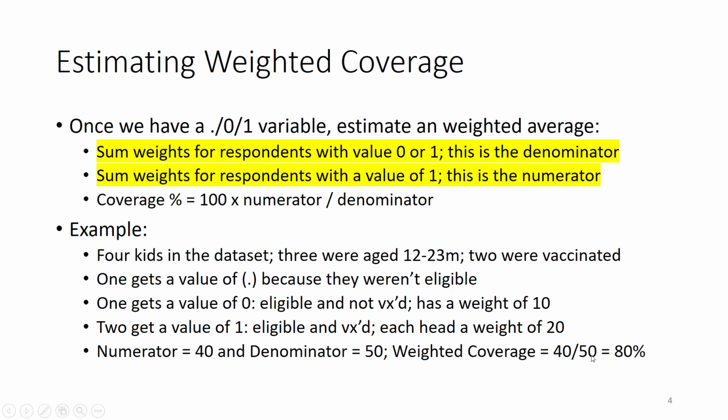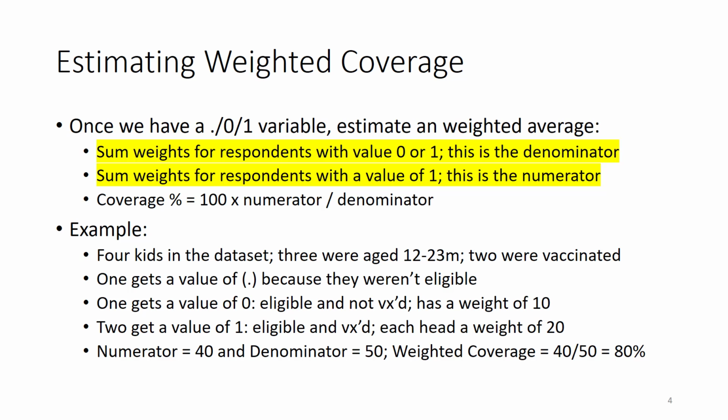Well, the denominator is the sum of the weights for all the kids with 0 and 1, so this is 20 plus 20 plus 10, and the numerator is the sum of the weights for the vaccinated kids, or 40. So in this case, the weighted coverage estimate would be 40 over 50 times 100 would give us 80%.